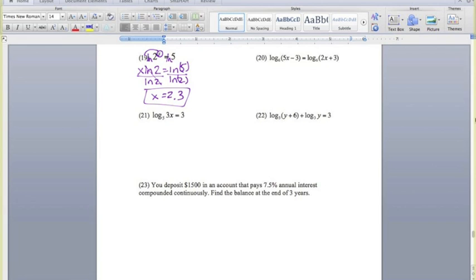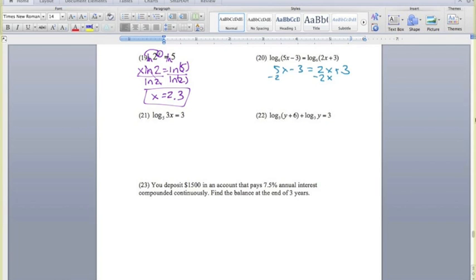So we switched gears and we're going over to log equations now. In number 20, we have a log on both sides of the equation. The bases are the same, so log base 6 of something equals log base 6 of something. Some things must be equal then. Since the logs are the same and the bases are the same, the insides must also be the same.